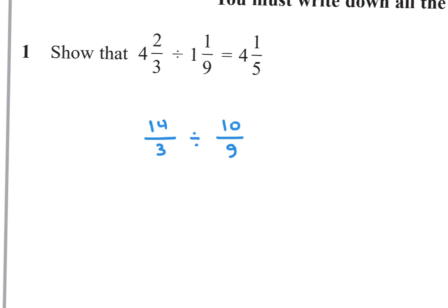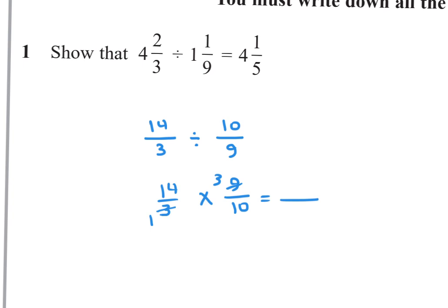Next step, keep the first fraction without a change. So 14 over 3. And convert divide to multiply, and find the reciprocal of 10 over 9, which is 9 over 10. Now you can multiply, and it's better to simplify before you multiply if you can do that. 3 and 9 we can divide by 3. 3 divided by 3 is 1. 9 divided by 3 equals 3.